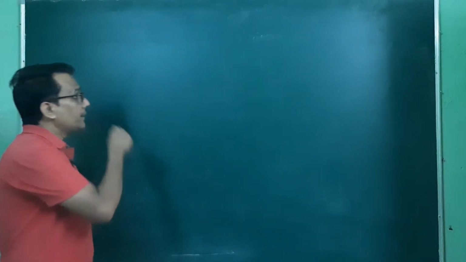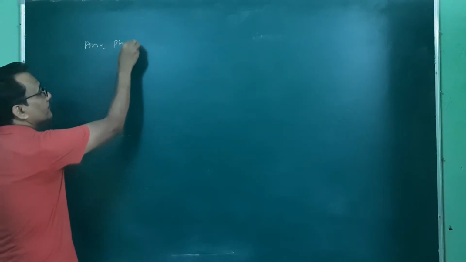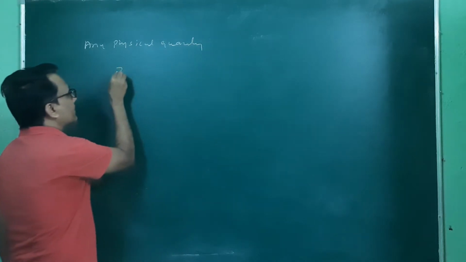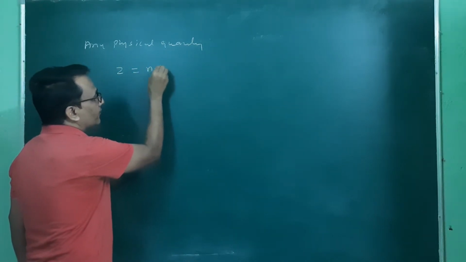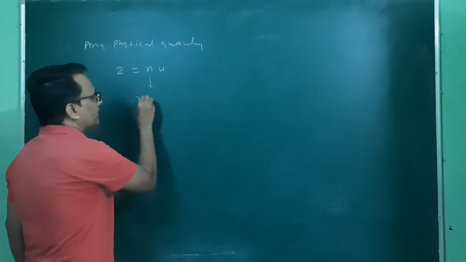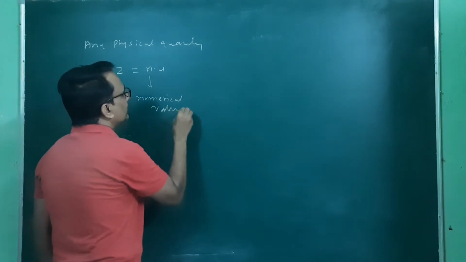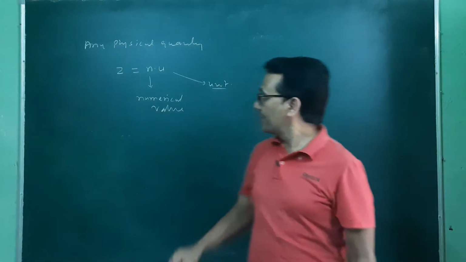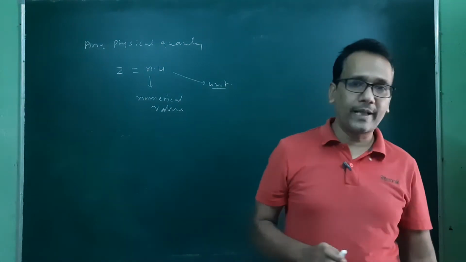So any physical quantity Z is written in terms of two terms. One is n and the second one is u, where n is the numerical value and the second one is the unit. And we have discussed the units and the errors in the units, different measurement techniques.